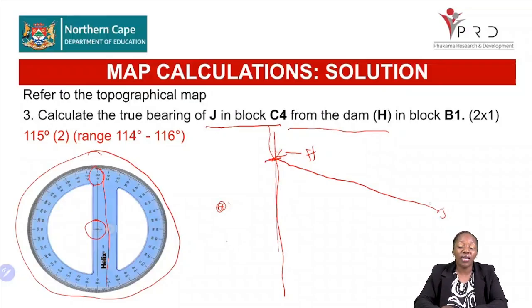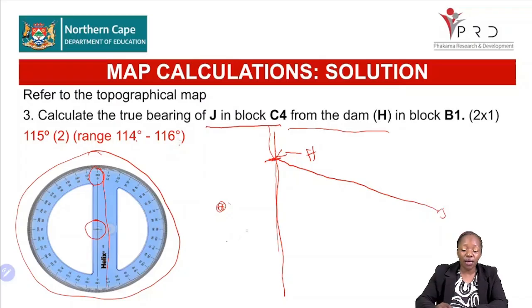So if we have done this, you're supposed to get between 114 degrees to 116 degrees. So again, I would suggest that if you got the angle correct or incorrect, try again to measure, because now you know that you're supposed to get between 114 to 116 so that you practice for future.